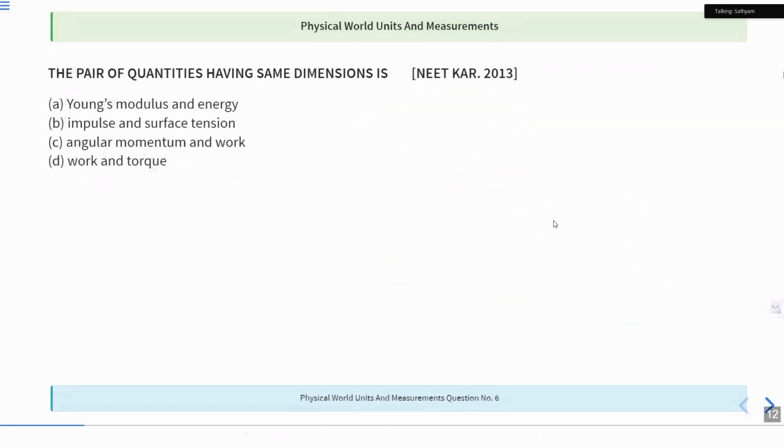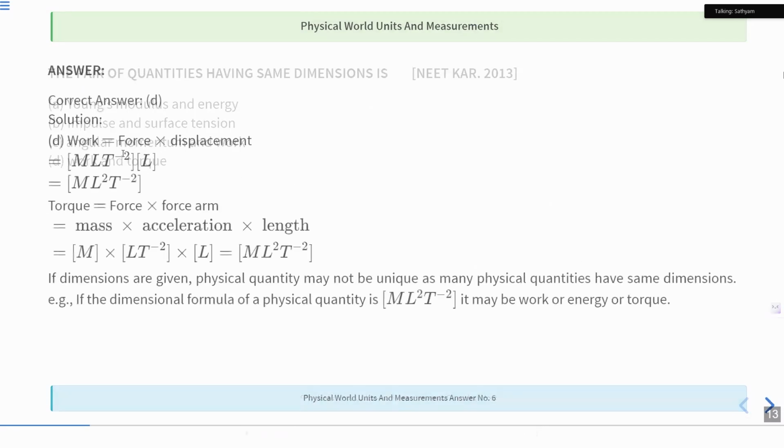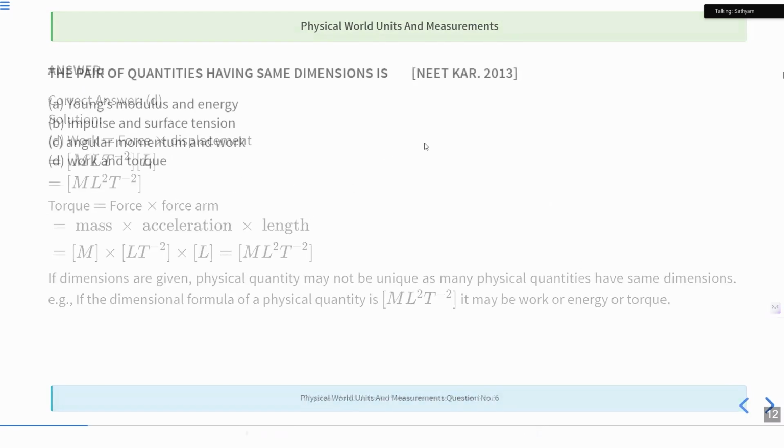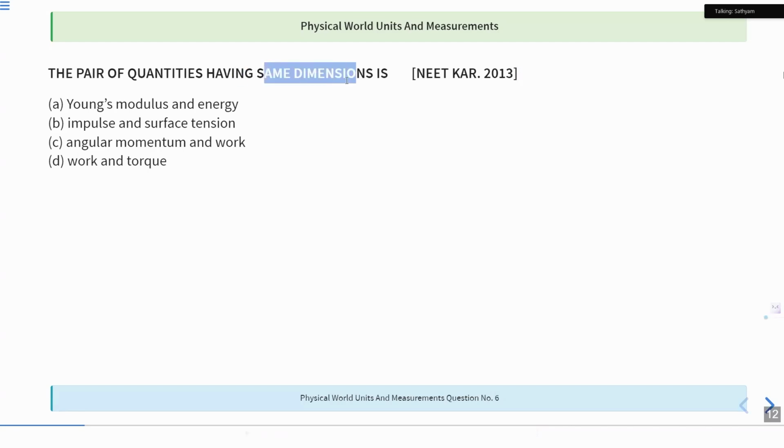Cool. Let's move further. The pair of quantities having the same dimension. Again, this is a very easy question. You should just check the same dimension. Okay. Just derive for everything. Now they have said the same dimension. Just pick up an option. If you get it correct, it's fine because it's a NEET question. This is a NEET question, so I'm assuming that it is a single correct answer. Okay, you have got the single correct answer, then move further. No issues.